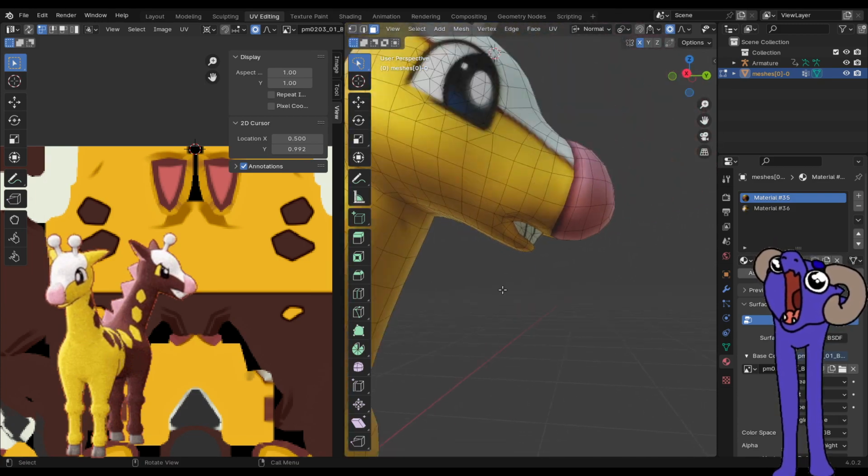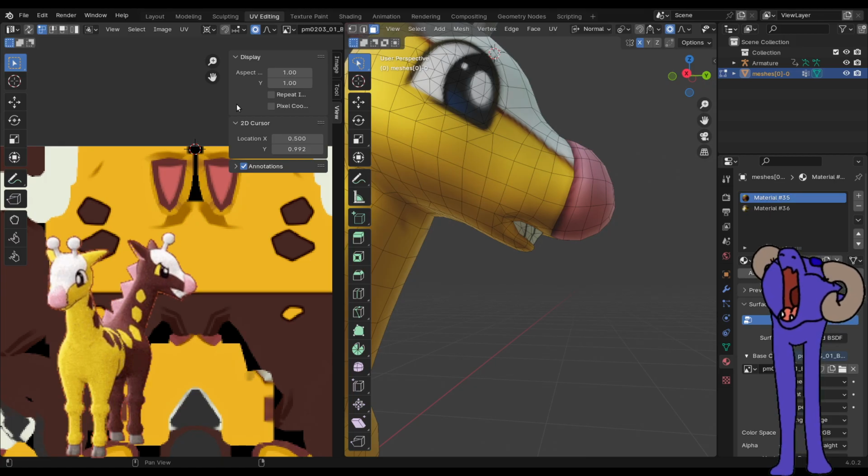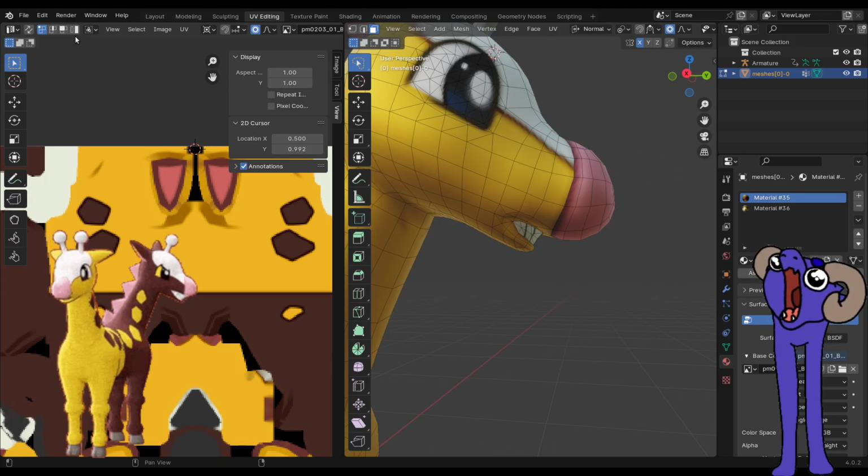How the fuck am I going to do this? I want properly modeled teeth and everything. You know what I might do? Hold on. Let me go grab teeth from the original.